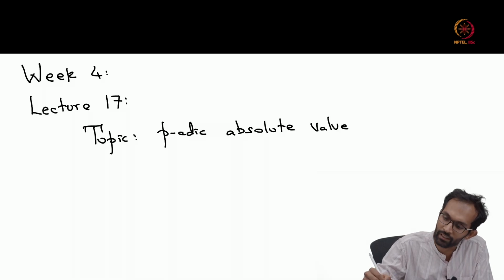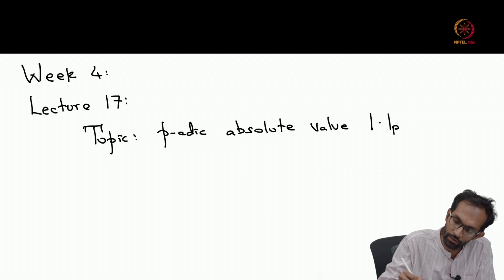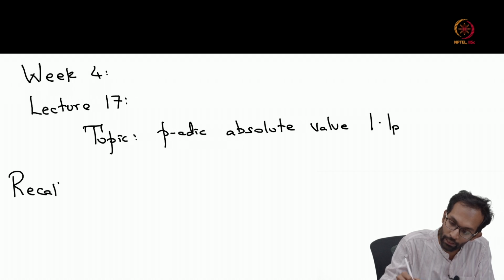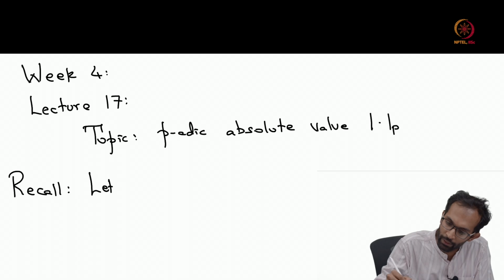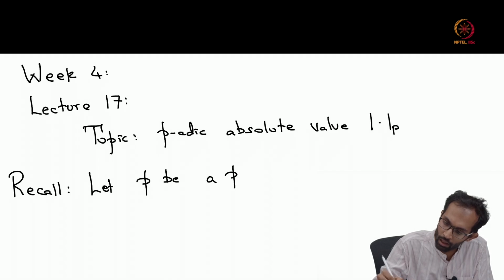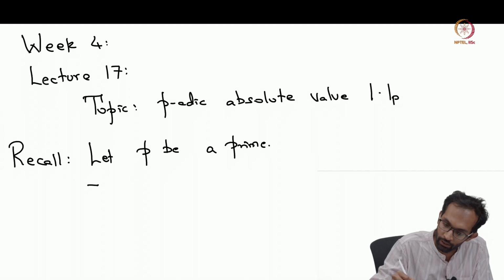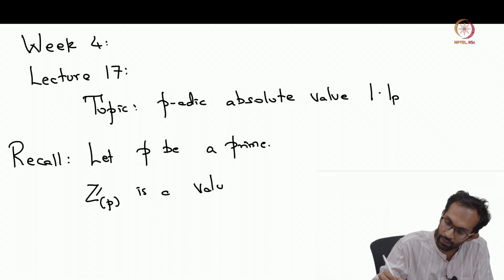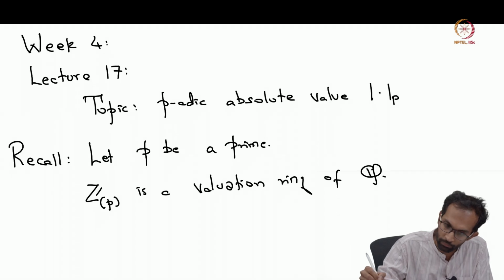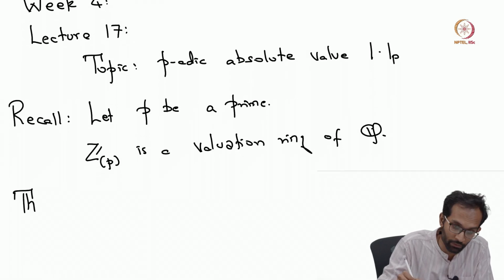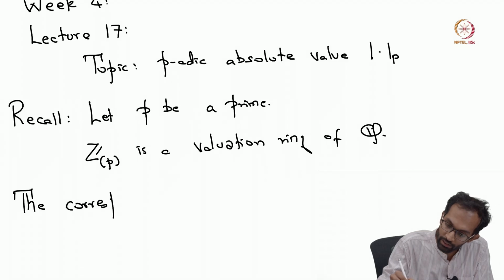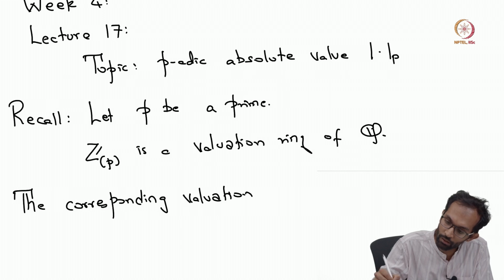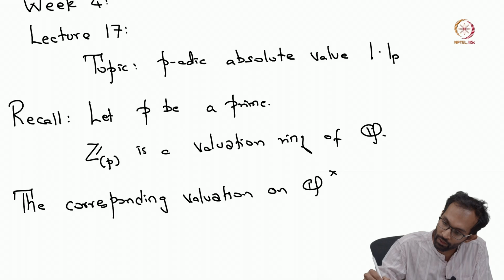Our goal eventually is to describe the p-adic numbers and the p-adic integers, for which we'll need the p-adic absolute value. So recall, if you have a prime number p, we had this valuation ring that we got by localizing Z with respect to the prime ideal p. This is a valuation ring inside Q. And correspondingly, we had this valuation function. So let's try to write this down explicitly. The corresponding valuation on Q cross is defined as follows.